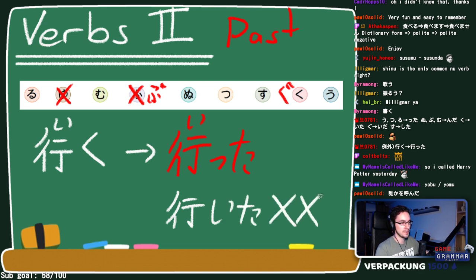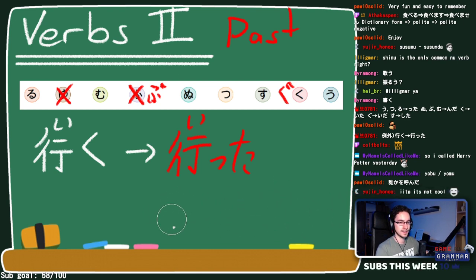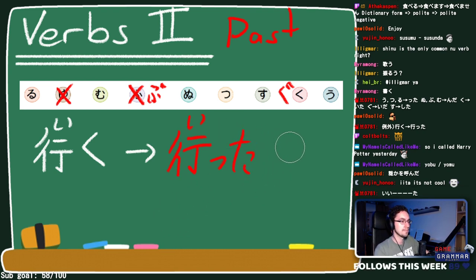This is very, very wrong. Don't do this, okay? Ita, no, no, no. It's an exception. Ita is not cool. Cool kids don't say ita. So, ne? Yes, this is a little bit of an exception. However, iru, to exist, to be, works as an ichidan verb. So iru, we had this earlier, iru.